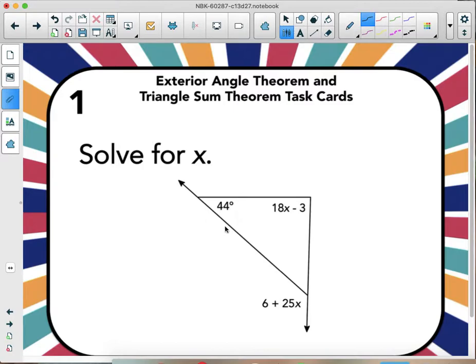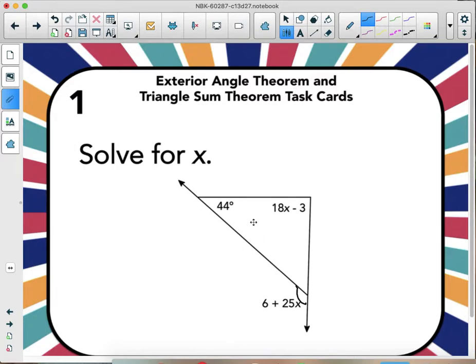For this problem, you're looking at this and you're like, okay, I've got two angles inside of a triangle. The theorem that we're most used to is the triangle sum theorem, which says that inside of a triangle, all three angles equal 180. This would be an example when we have an angle that's stuck on the outside, out here. This is called our exterior angle theorem.